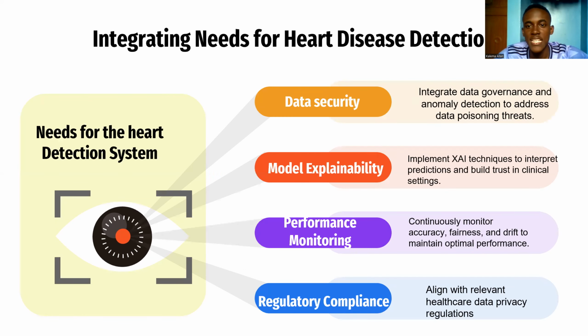So, integrating needs for the heart disease detection system. In the needs, we have data security, model explainability, performance monitoring, and regulatory compliance. Under security, we integrate data governance and anomaly detection to address data poisoning threats. In explainability, implement explainable AI techniques to interpret predictions and build trust. For performance monitoring, we continuously monitor accuracy, fairness, and drift to maintain optimal performance. And for regulatory compliance, we align with relevant healthcare data privacy regulations.